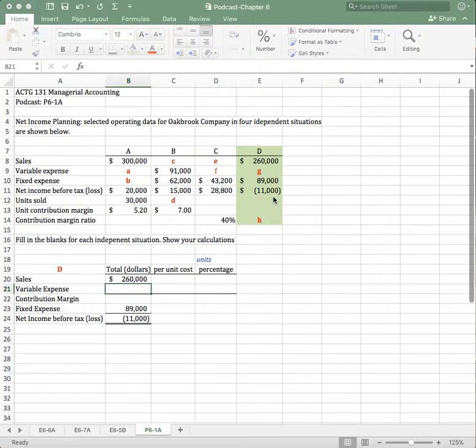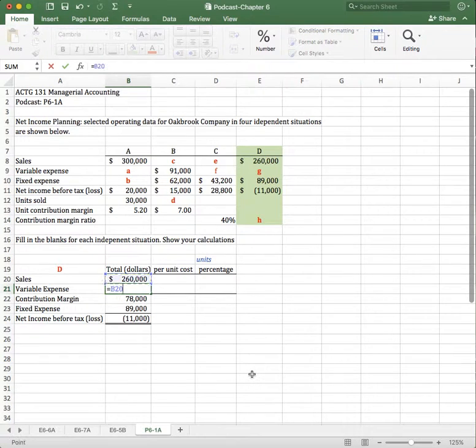I hope you didn't go away because I realized that I put this 89,000 as a contribution margin and it was not. It's fixed expense. So I apologize. So let's go ahead and calculate G and H again. So the contribution margin is the fixed expense less the net income before tax. So 78,000 less 89,000 is 11,000 as a loss.